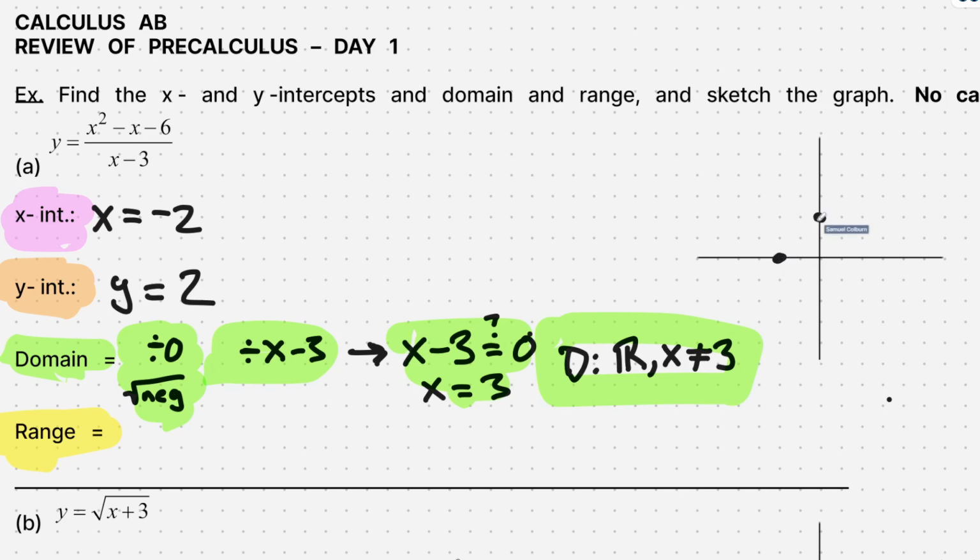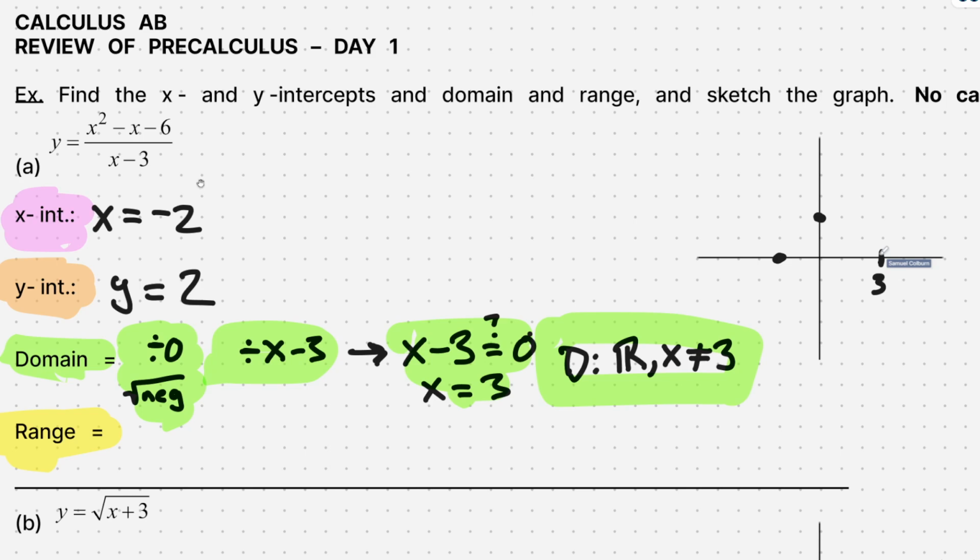And I also know that at x equals 3, we're not going to have a point on the graph that lives above or below this x equals 3. So what else do I know about this graph? Well, what is its shape? It's a parabola divided by a line. It's a quadratic divided by a linear function.